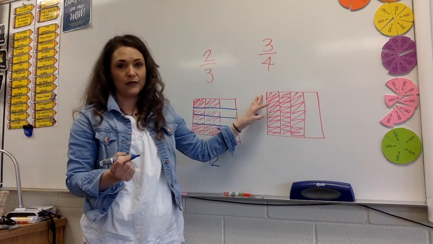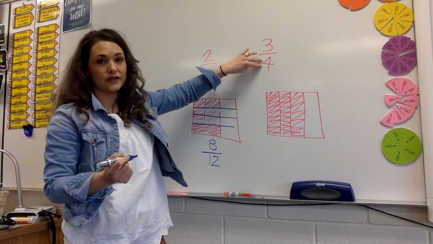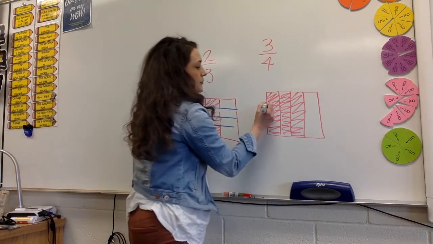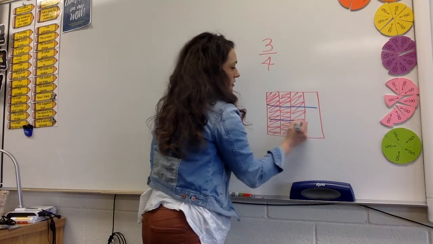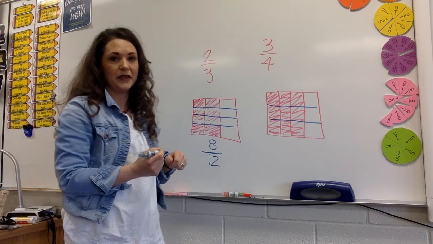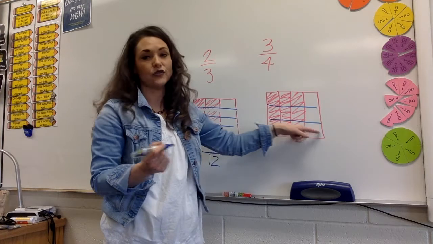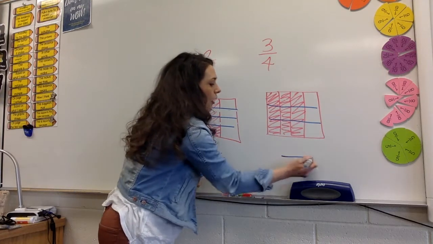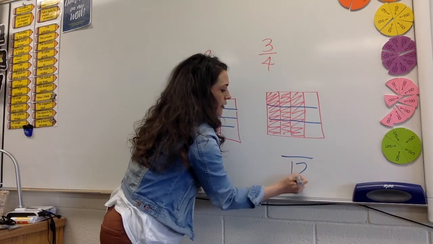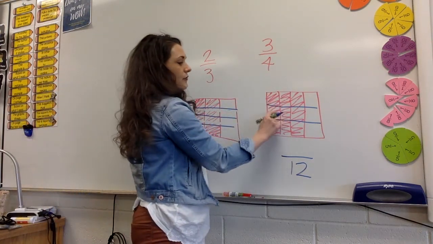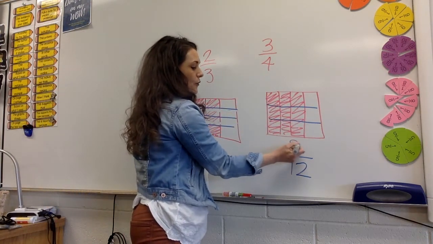And now I can do the same thing over here. Because it's already split into fourths, now I can split it into thirds this direction, and it's going to give me how many pieces? 1, 2, 3, 4, 5, 6, 7, 8, 9, 10, 11, 12. We just found a common denominator that both of them have. And how many were shaded over here? 1, 2, 3, 4, 5, 6, 7, 8, 9 of them were shaded.